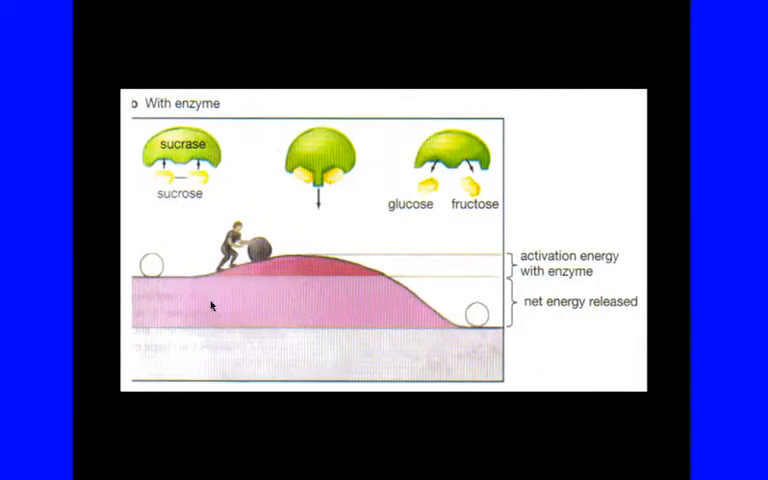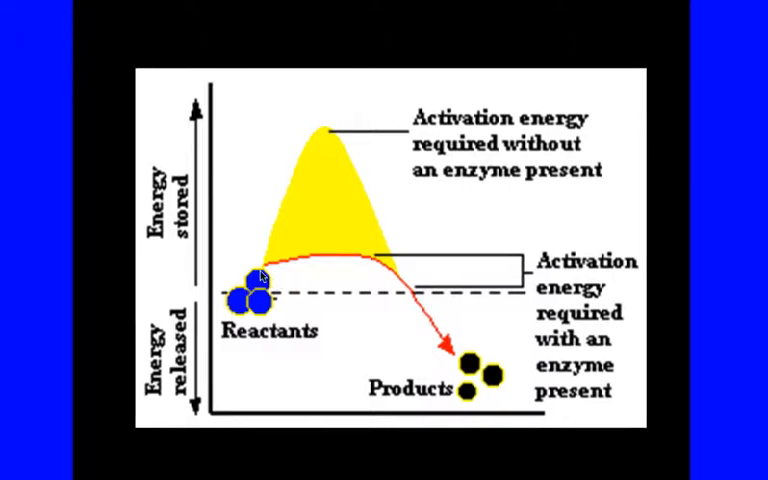Now, if we add an enzyme to the picture, the enzyme's going to help lower the amount of energy that we need. So now the guy pushing this big rock doesn't have to use nearly as much energy, and he's going to get over this hill a lot faster. So our enzyme is basically going to make it so that we need less of this energy to get our reaction going. So it's going to go a lot faster, and that'll give us the ability to digest our food within a reasonable amount of time to get the energy that we need from it.